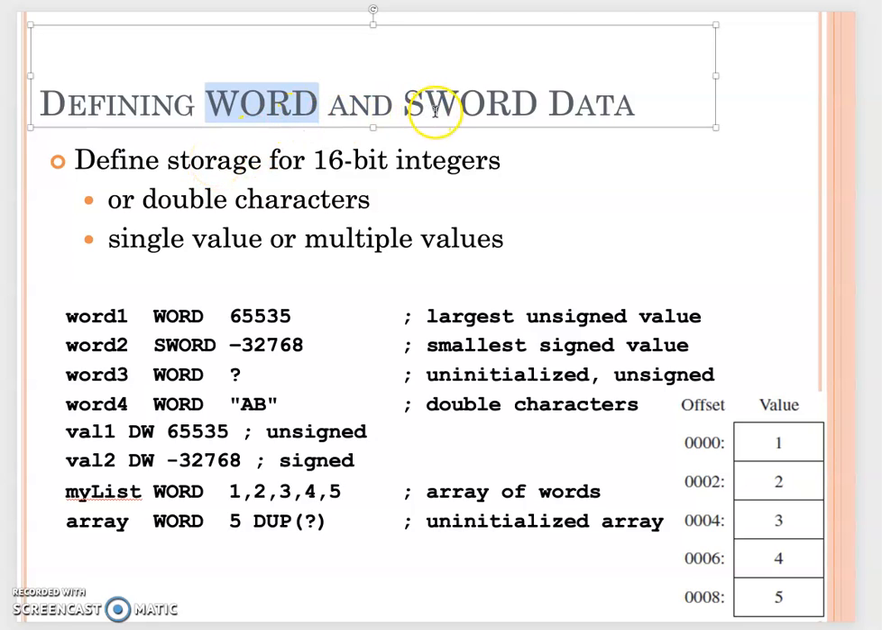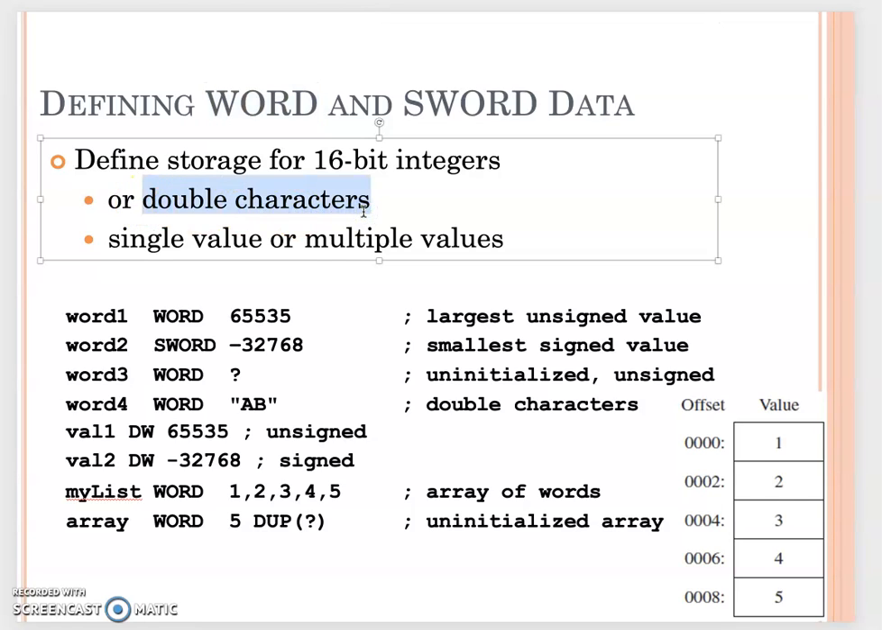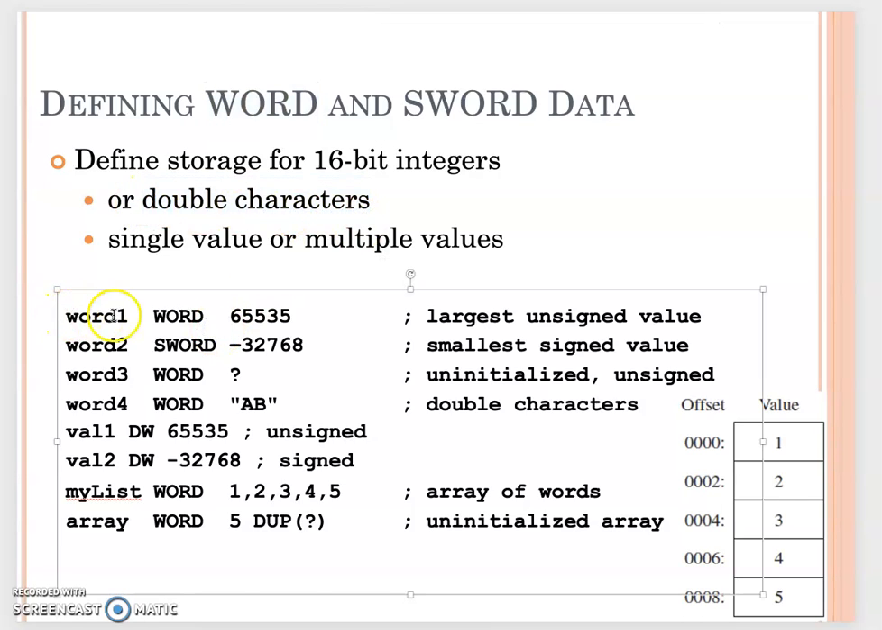Or you want to have assigned 2-byte data. So no matter WORD or SWORD, they will define storage for a 16-bit integer. Then they can be a single value or multiple values. So 16-bit is 2 bytes, or you can say that 2 bytes is 2 characters. So this one, word1, that's a data label, then WORD, then the value. So data label, WORD, then the signed value.